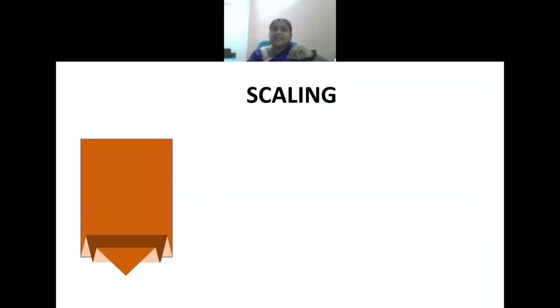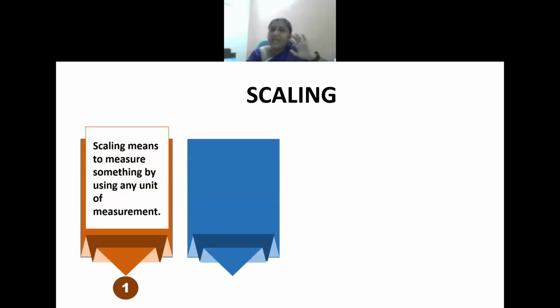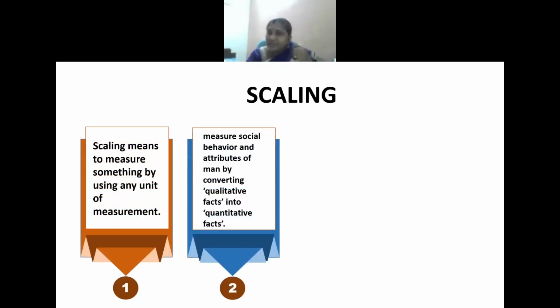Scaling is another technique. Scaling means to measure something by using any unit of measurement, and it measures social behavior and attributes of man by converting qualitative facts into quantitative facts. Right? So what you do, how do you feel, or are you happy with the law? But you give a number, 1, 2, 3, 4, 5, just like feedback forms. If it is 5, you are very happy. If it is 4, you are a little less, like that it will go. Right? How was the program? You ask, that is scaling, that number you give.